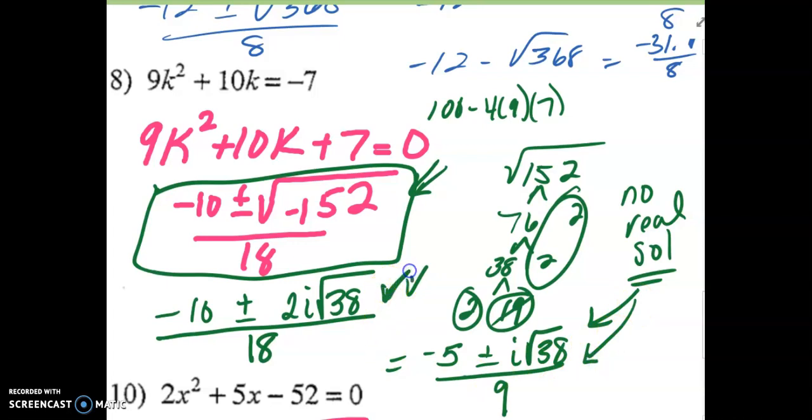If you're getting here, you're doing very well. Just need to simplify if all three values can come out. If you got here, you're getting the concept fine. We just got to realize we need to take that negative out and involve an i. I hope you understand that if I was to graph this, it's not touching the x-axis. So there's actually no real solution, but my imaginary solutions would be -5 plus or minus i root 38 over 9. Understood, it's a hard concept to grasp.